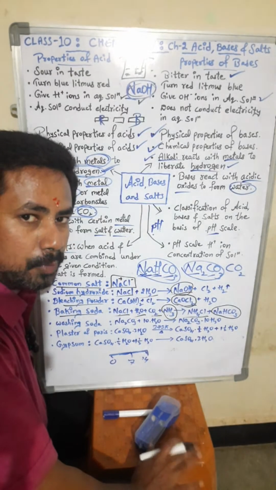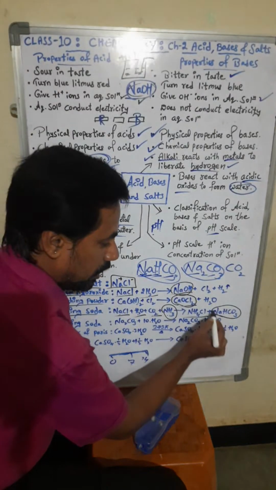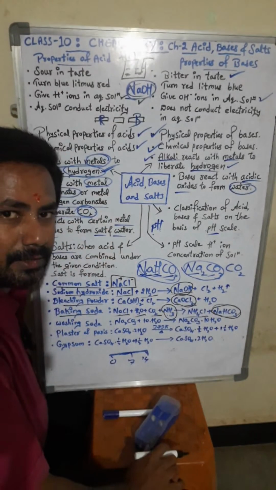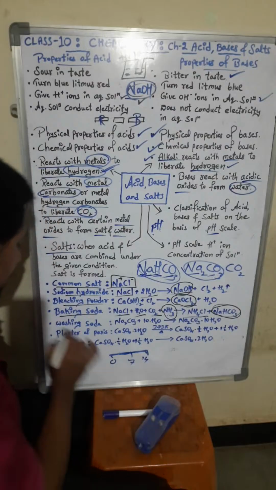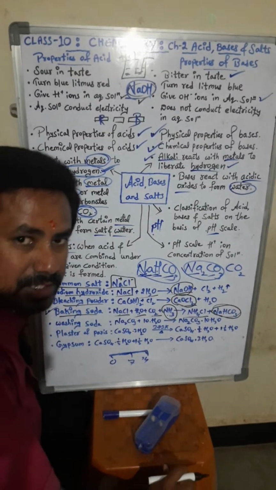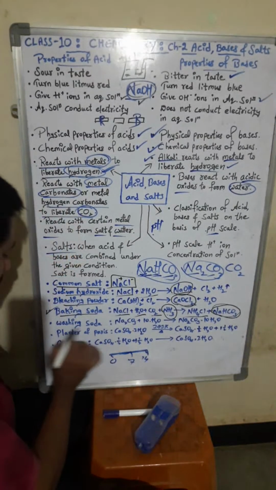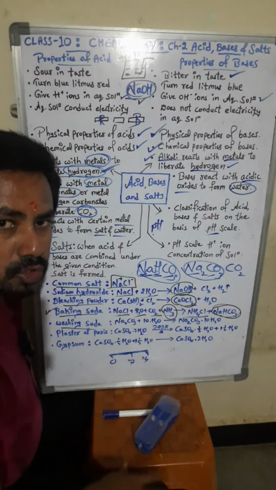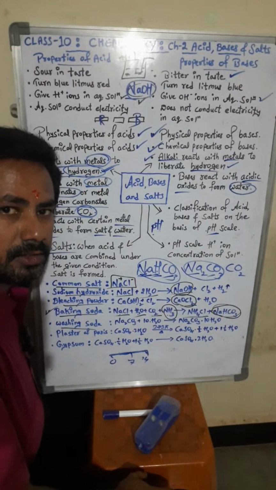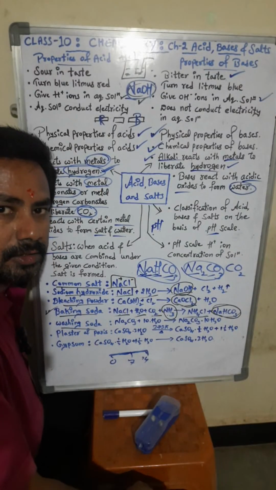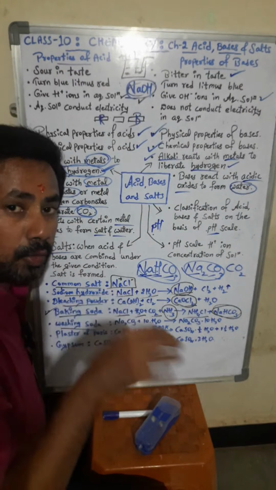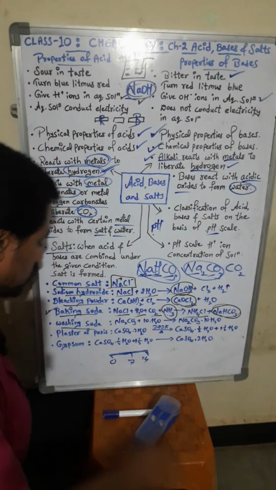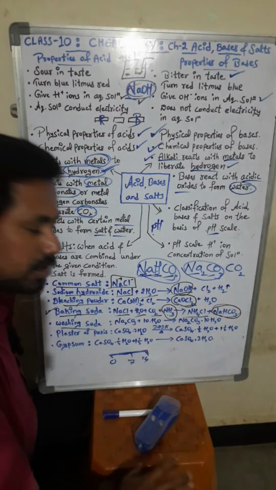NH4Cl, ammonium chloride, and sodium hydrogen carbonate or baking soda. Baking soda we are using in food items. Next one is washing soda, students. In your house, detergents we use for washing clothes and soap powders. Those all contain washing soda.